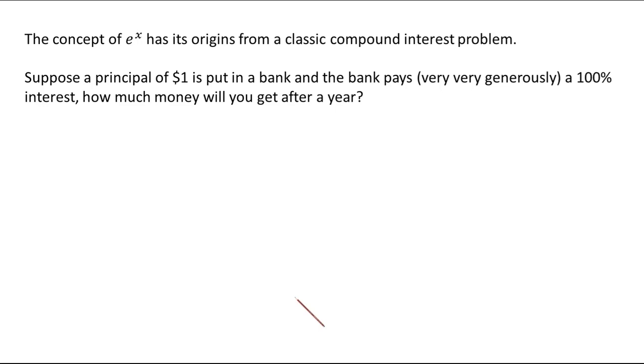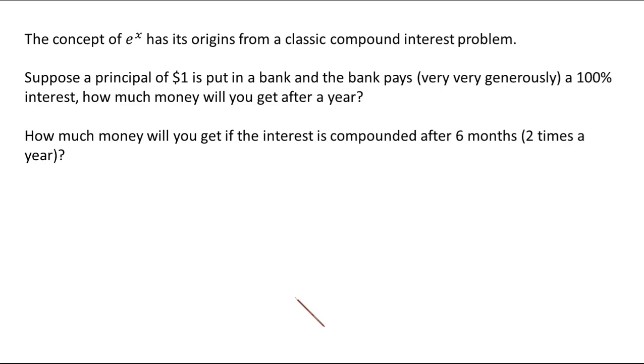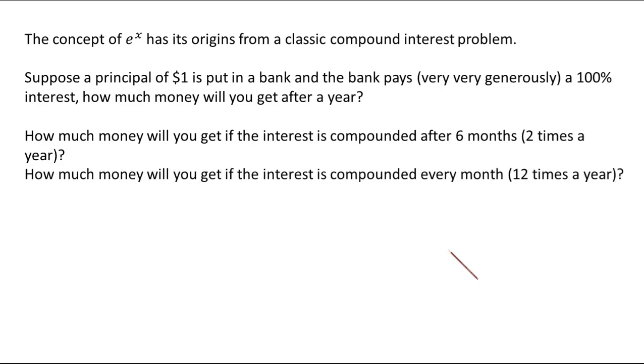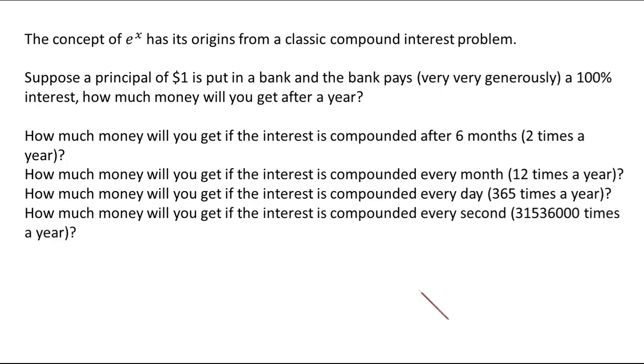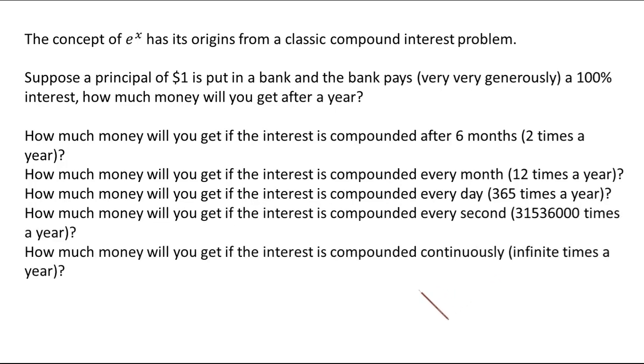Well, it depends upon how many times you are going to get the interest within a year. So how much money will you get if the interest is compounded after 6 months? It means it is compounded 2 times a year, which means that after every 6 months, your interest is accumulating in your account, and then you get the interest on that interest also. And how much money will you get if the interest is compounded every month or 12 times a year? And how much money will you get if the interest is compounded every day, 365 times a year, and every second? How much interest will you get if the interest is compounded continuously, infinite times a year?